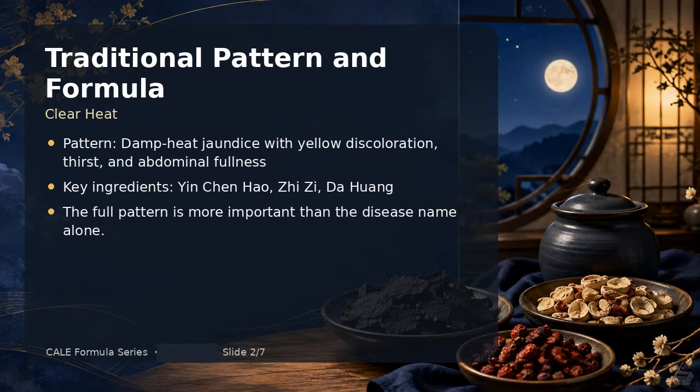Traditionally, Yin Chen Hao Tang belongs to the category clear heat. A representative pattern is damp heat jaundice with yellow discoloration, thirst, and abdominal fullness. Important ingredients include Yin Chen Hao, Zhi Zi, Da Huang. In practice, the formula should be chosen by matching the full pattern, not simply by matching a biomedical diagnosis. I would also screen for red flags, confirm that urgent medical care is not being delayed, and review all medications, supplements, and over-the-counter products before recommending treatment.